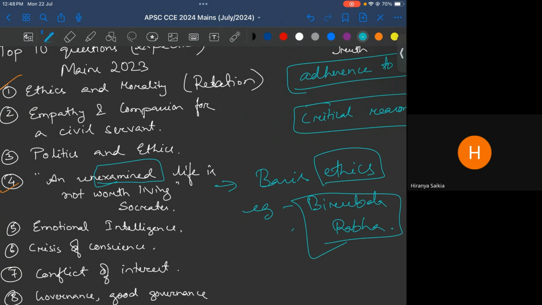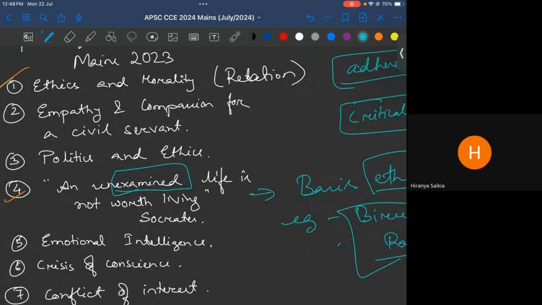Then the third question, which is very much expected: in the field of leadership or civil servant, what are the qualities that are required for a civil servant? That question is very much repeated. With respect to boldness, with respect to courage of conviction, questions have come earlier, but I am expecting a question on empathy and compassion. Our empathy and compassion and their role in civil services. You might get a question.